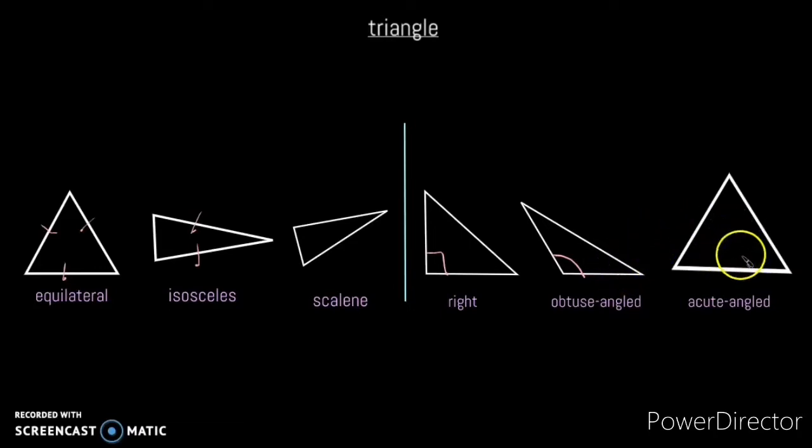Now, the next type of triangle is called an acute-angled triangle. In an acute-angled triangle, all three of its angles will be less than 90 degrees. This angle is less than 90 degrees, this angle is less than 90 degrees, and this angle is also less than 90 degrees. The angles don't have to be similar, they just have to be less than 90 degrees.